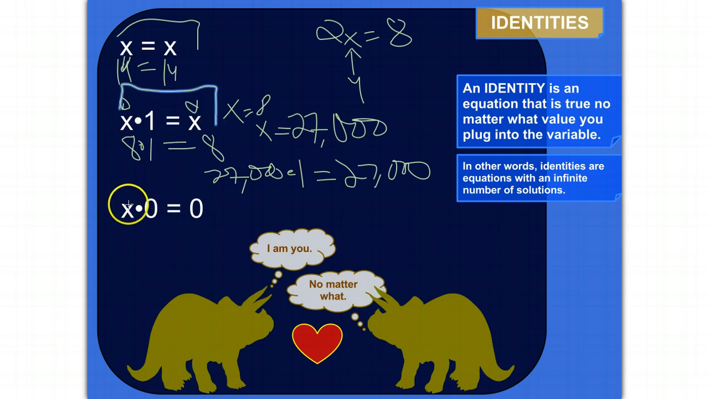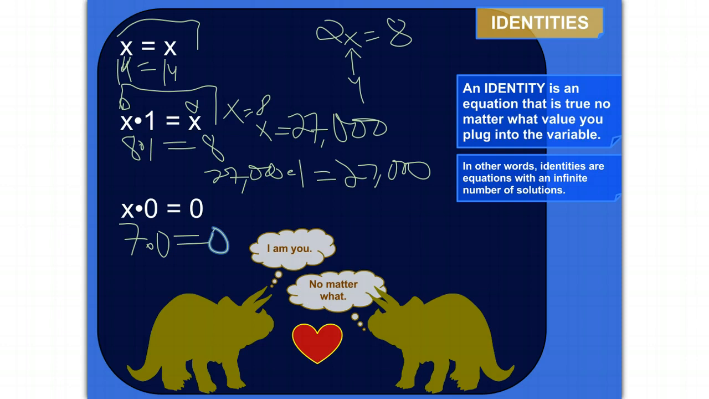Another one is x times 0 equals 0. So, I don't know, pick a number. Let's pretend you just picked 7. So x equals 7. I'm plugging in a 7 here, 7 times 0. Does that equal 0? Definitely. Yep. So you can make up your own identities. I encourage you to do that.